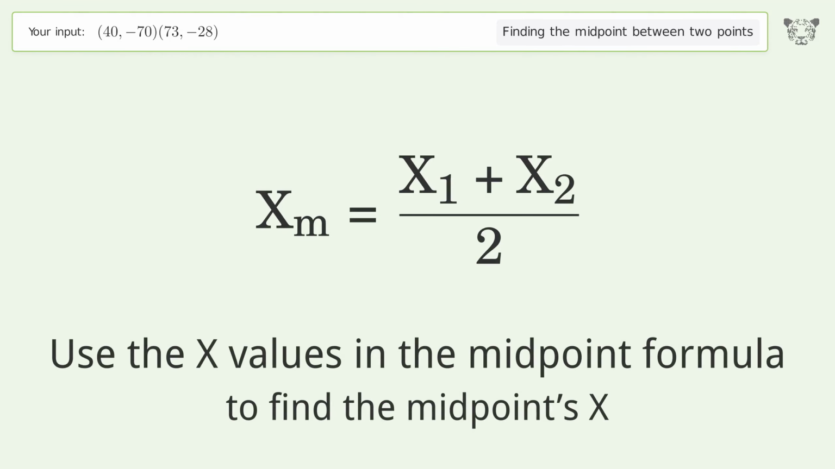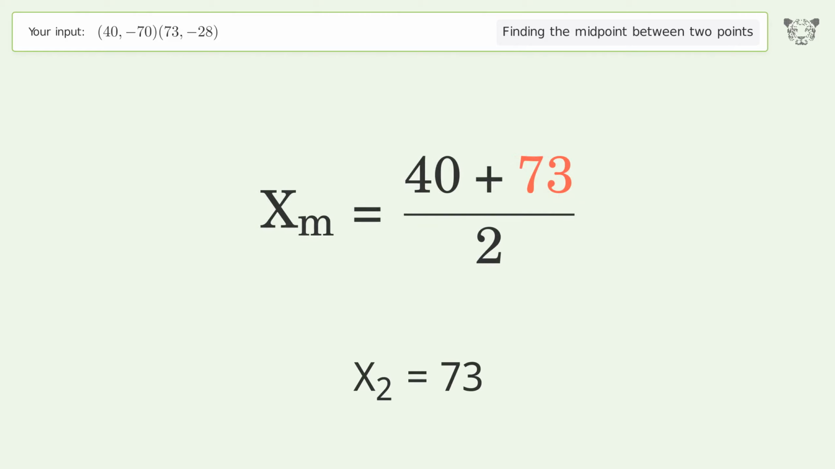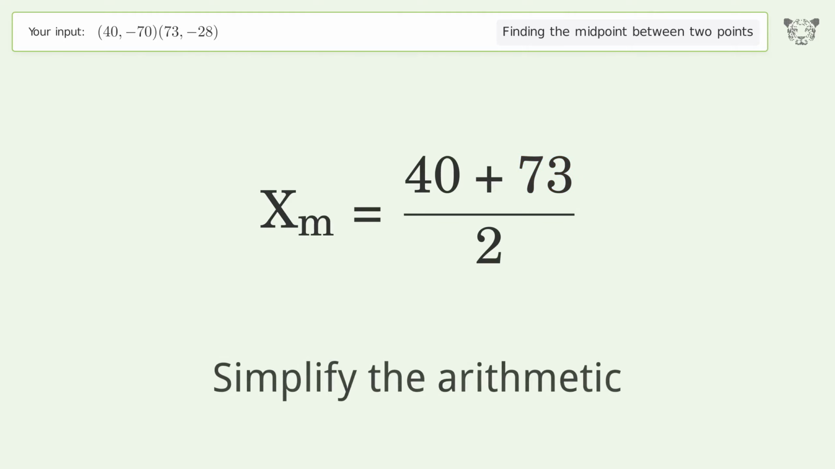Use the x values in the midpoint formula to find the midpoint's x. x1 equals 40. x2 equals 73. Simplify the arithmetic.